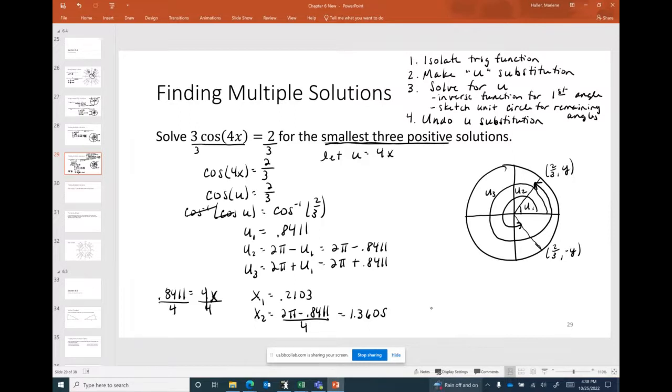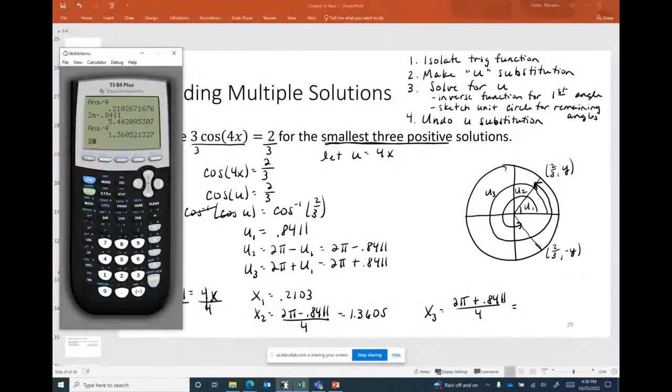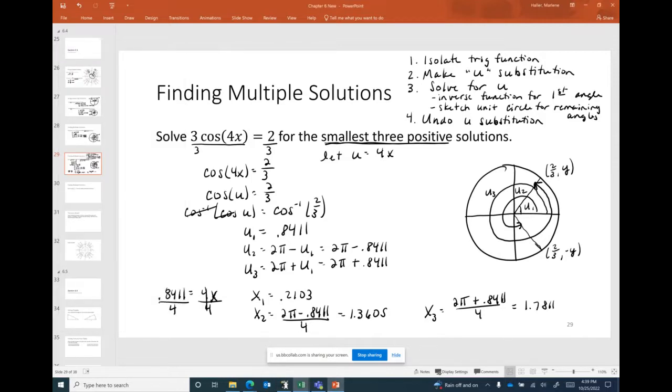And there's one more, right, x sub 3. That'll be the 2 pi plus 0.8411 divided by 4. So that's, oops, not this guy. So that's plus 0.8411. Enter, then we'll divide that by 4. That's going to be 1.7811. Okay? So there's our three smallest positive solutions for x.